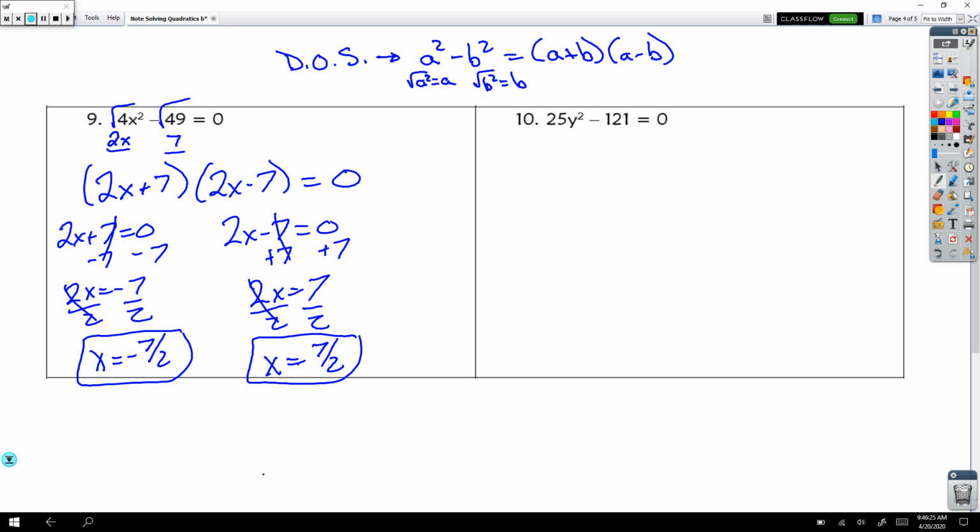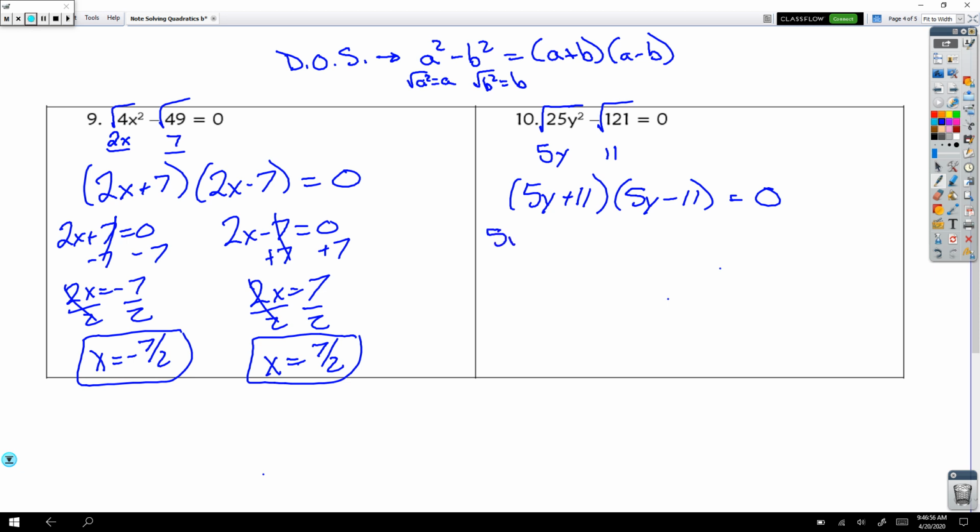Alright, looking at number 10, again, start by square rooting. Square root of 25 would be 5. Square root of y squared would be y. Square root of 121 would be 11. And then I just follow my pattern. 5y plus 11, 5y minus 11. Now, it doesn't matter the order in which you put them. You could have done 5y minus 11 first and then 5y plus 11 second. It'll be the same thing.